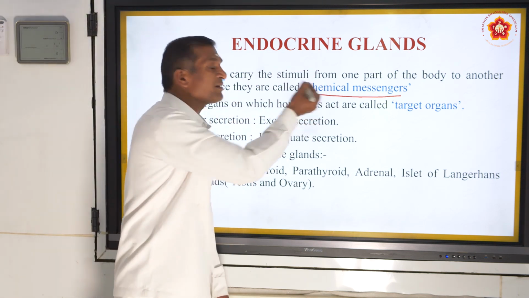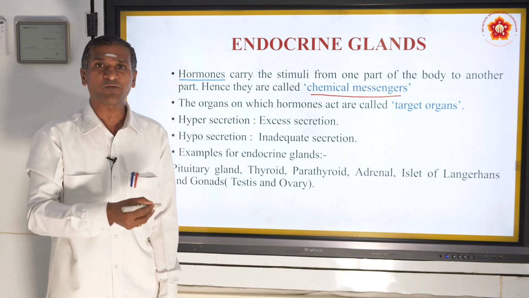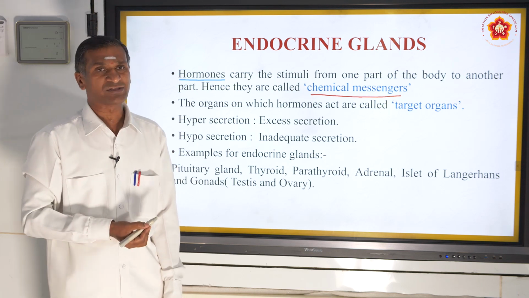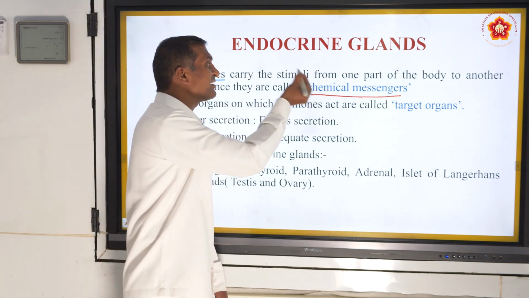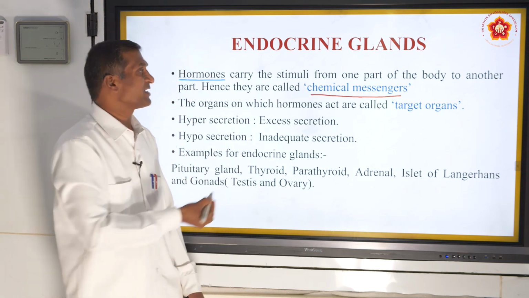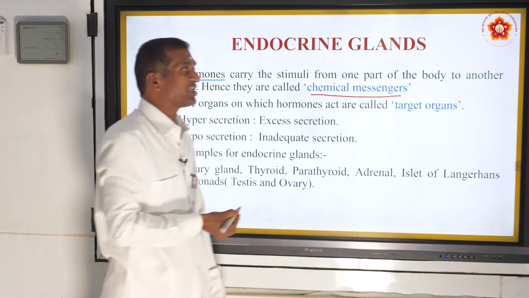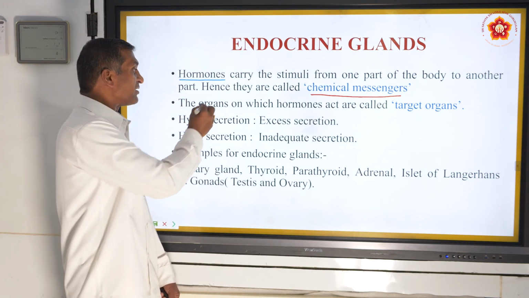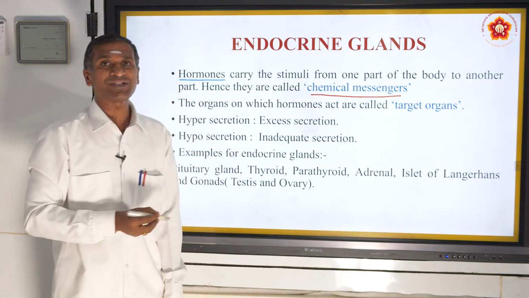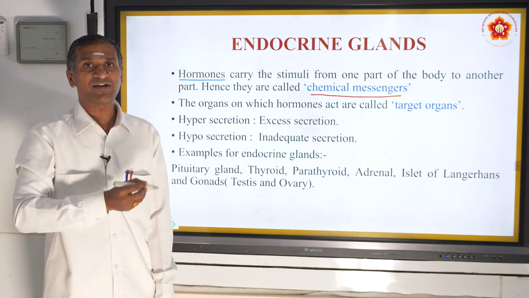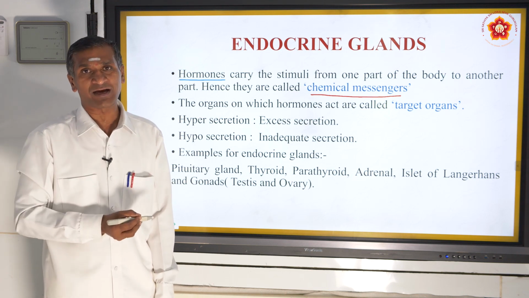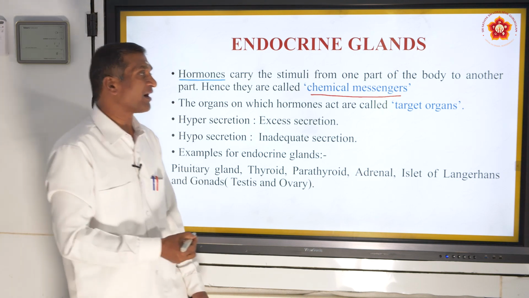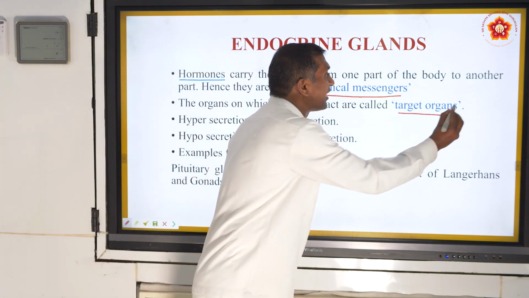Why do we call them chemical? Because they carry the stimuli in the form of chemicals. I already told you the chemicals are nothing but the hormones. So the hormones carry the stimuli in the form of chemicals from one part of the body to another part. They are called chemical messengers. Then the organs on which the hormones act, the part of the body that shows the reaction to the hormones, we call that part or organ the target organ.